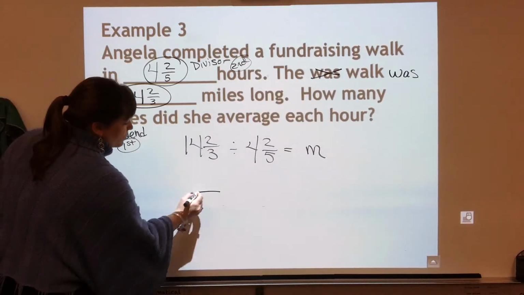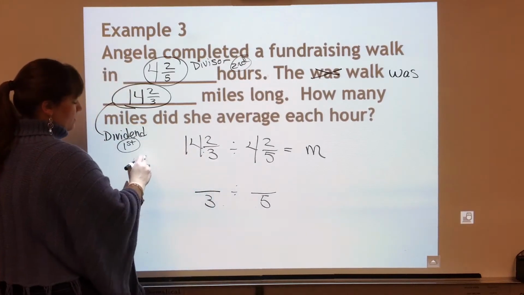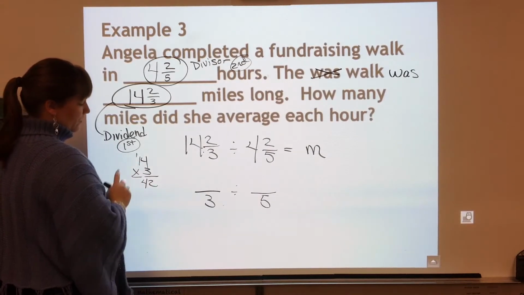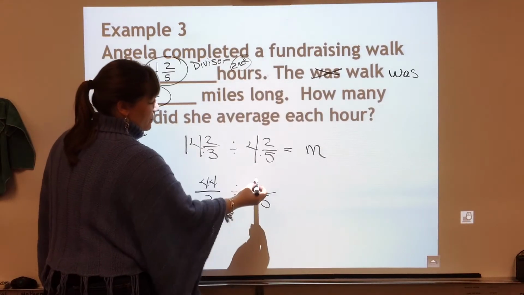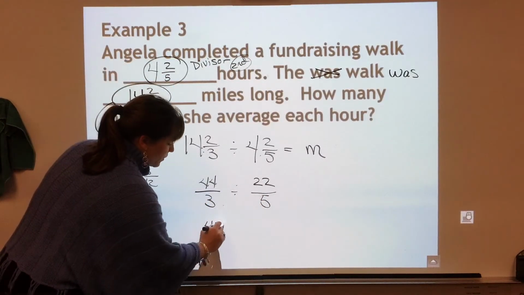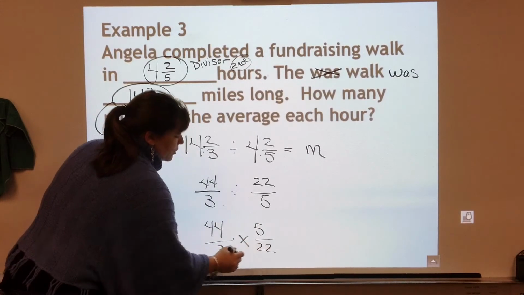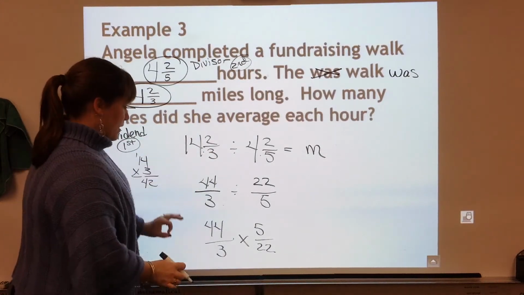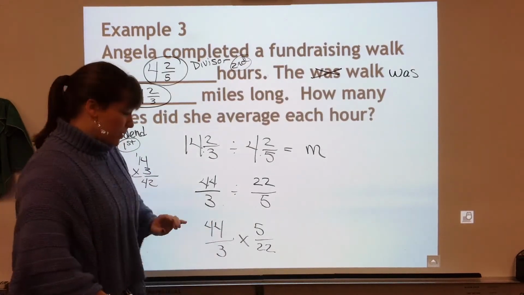So now I'm going to turn both of these mixed numbers into improper fractions. 14 times 3 is going to be 42, plus 2 is 44. 4 times 5, 20, plus 2, 22. Now I can keep change flip. I'm going to do 44 over 3 times 5 over 22. And if it helps you to make those circles and do KCF, great, keep doing that. And if you are solid with the keep change flip, you can simply keep change flip at that point.